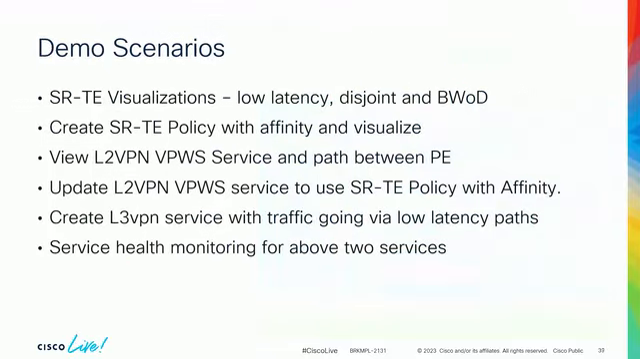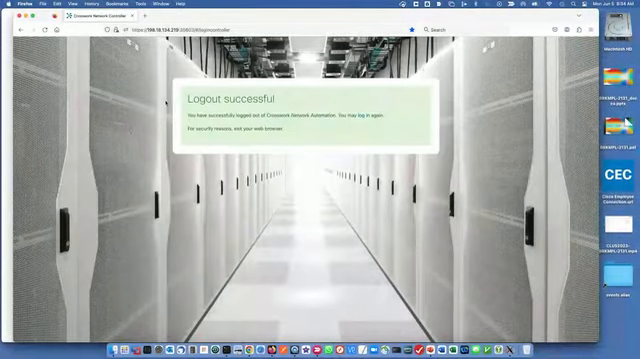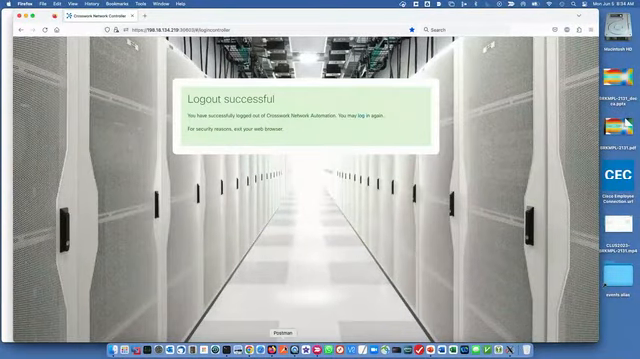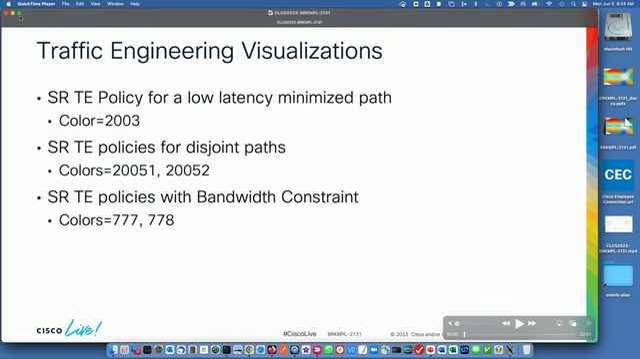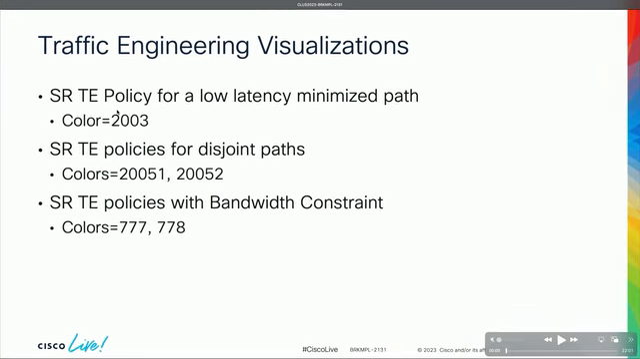All right, so now let's go to the demo. In this demo, what I'm going to show is basically how it looks on CNC. In the interest of time, I recorded it, and I can talk through it as we go. The first part of the demo is going to talk about visualizations, and then I'll show how to create an SR-TE policy using Cisco Crosswork.